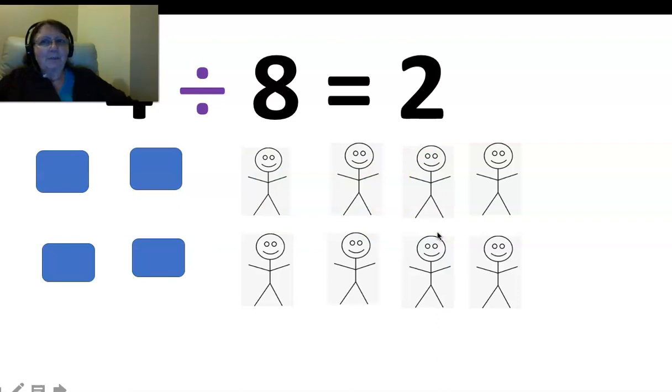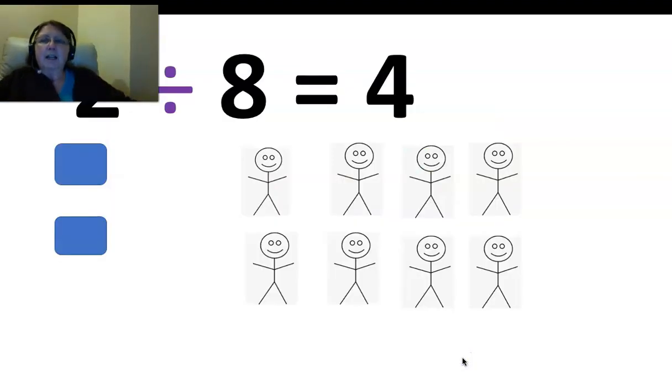Now think. I start with 4 things and I have to share it between 8 people. There are my 8 people. Will each person get 2? What do you think? Well, I gave 1 to that person, 1 to that person, 1 to that person, and I've run out. I think it could be false.